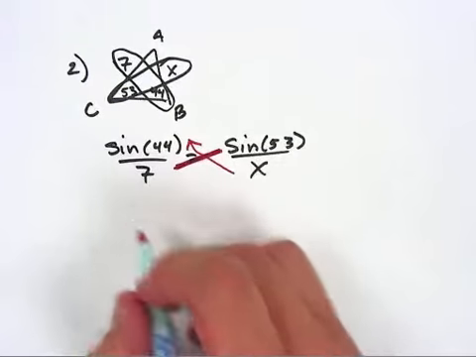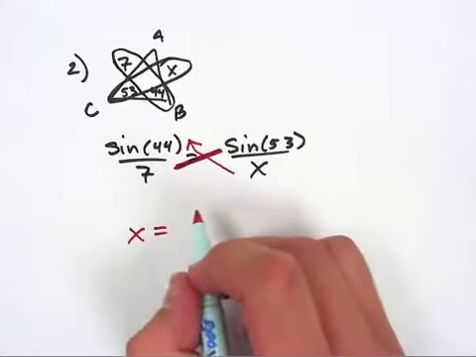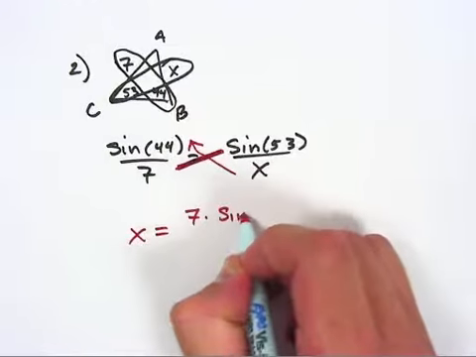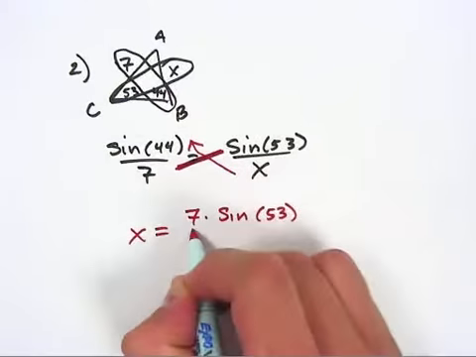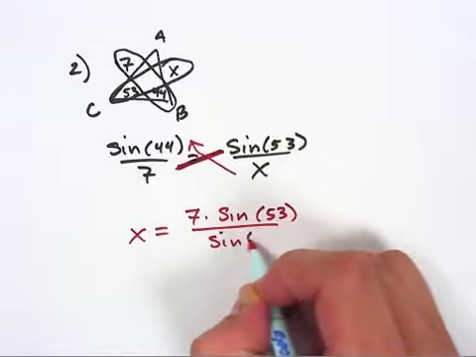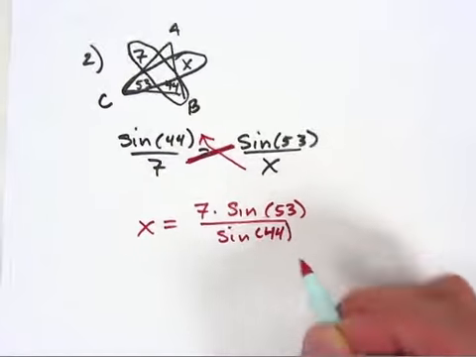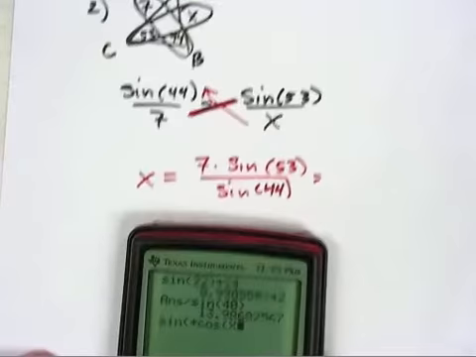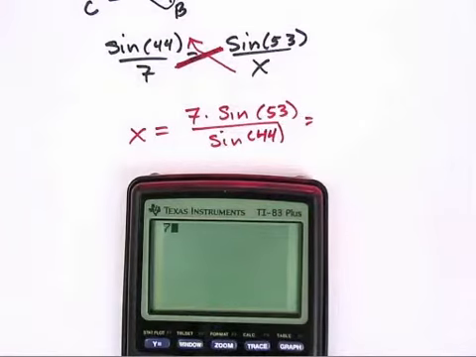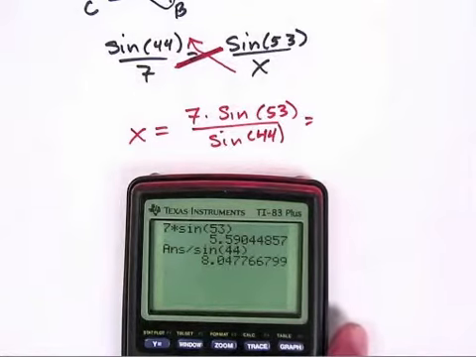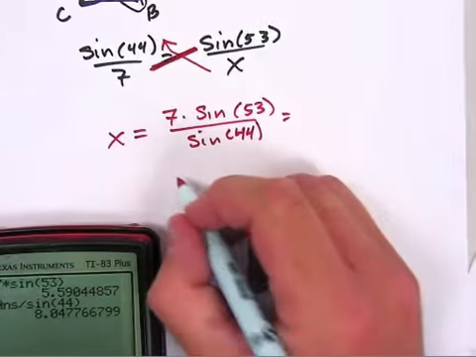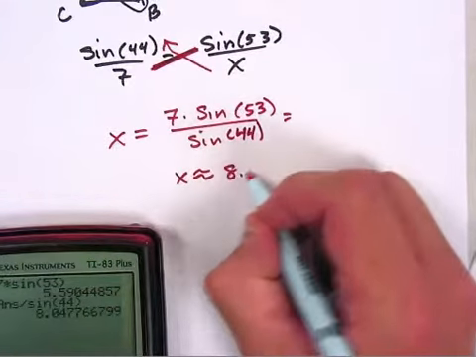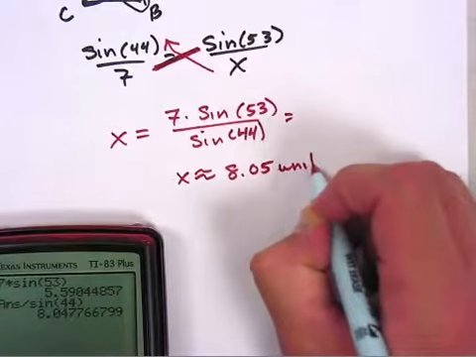So again, if I want to write this out in the solution form, it'll be x equals 7 times the sine of 53 divided by the sine of 44. As you type that in, get your calculator out real quick here. You're going to go 7 times the sine of 53, and then you can hit enter, divided by sine of 44. And in this problem here, hopefully you were successful and got about 8.05 as your answer. So x is about 8.05 units in the picture.